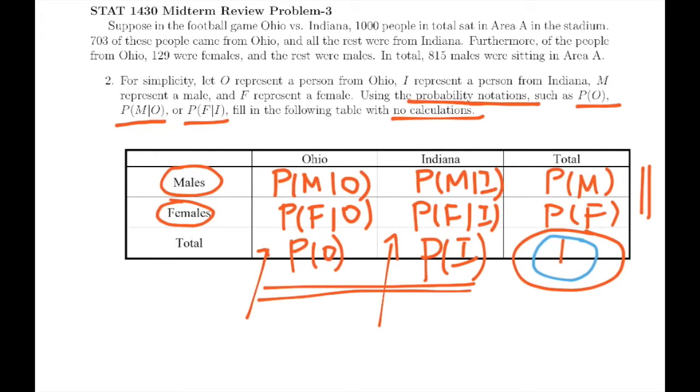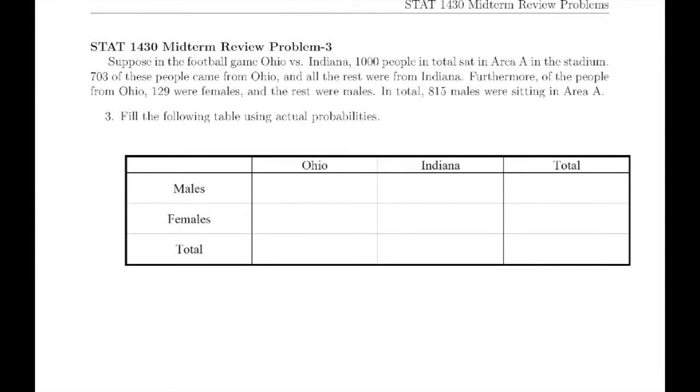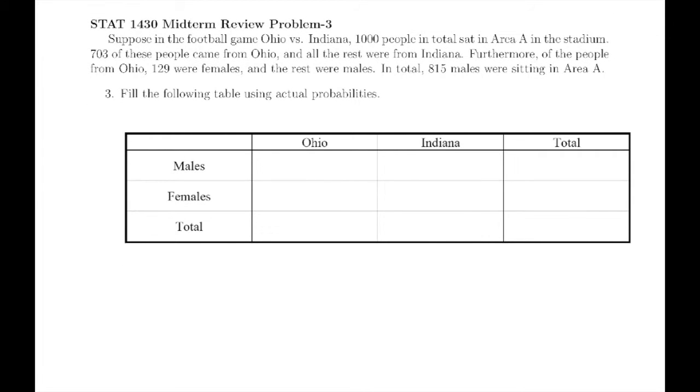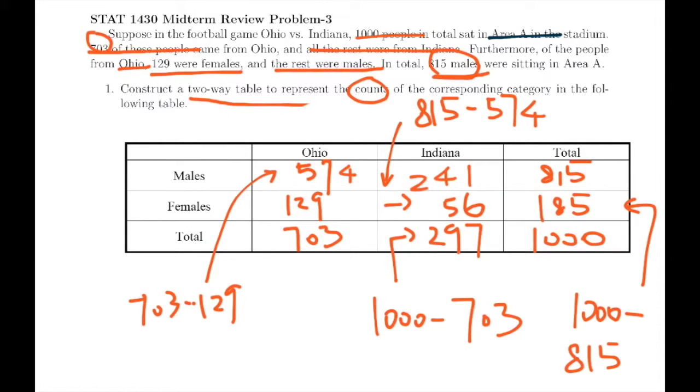And finally, we are going to look at this table, the same situation, to fill in the following table using actual probabilities. Okay? So again, remember this box here is the probability of a male given that he is from Ohio. And for example, this box here means the probability of a female given that she's from Indiana. So by using the first part, we got the counts of each category. We can do the calculation.